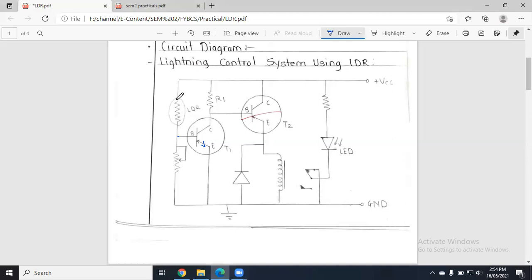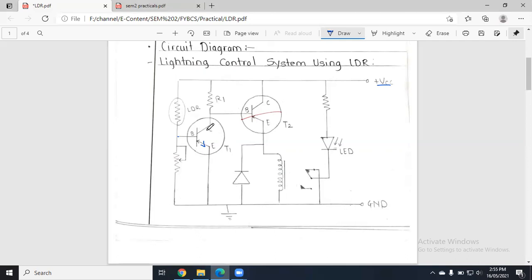One end of this resistor is connected to the plus VCC, that is the DC power supply, and the second end of the second resistor is connected to the ground. The emitter of the first transistor T1 is also connected to the ground. After that, there is a resistor R1. R1 is connected to the collector by one terminal, and the second terminal of R1 is connected to the VCC. See the diagram very carefully.